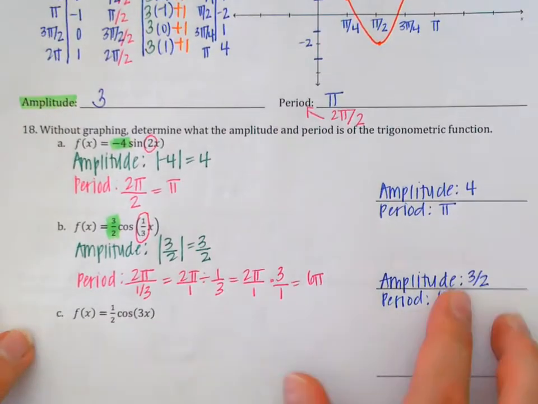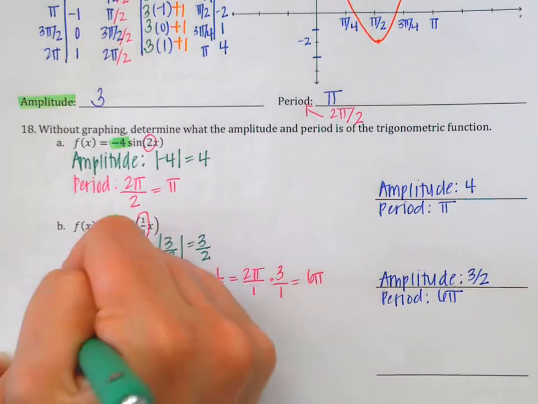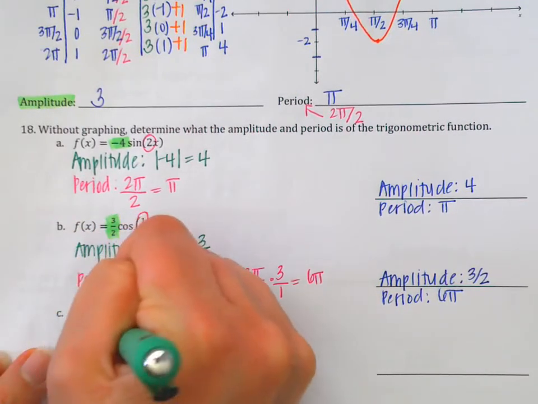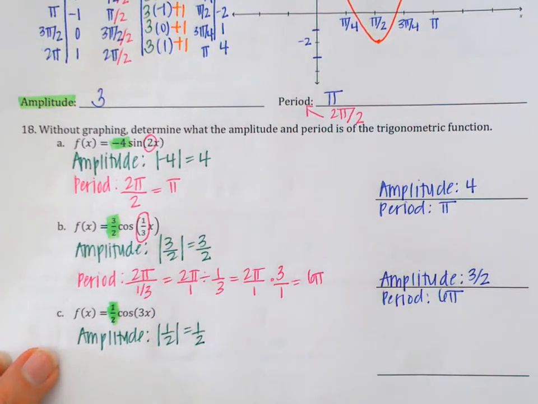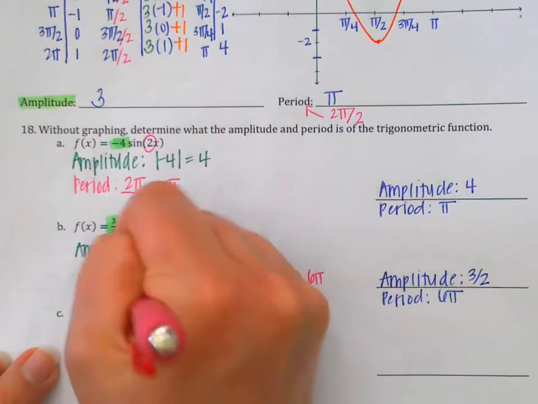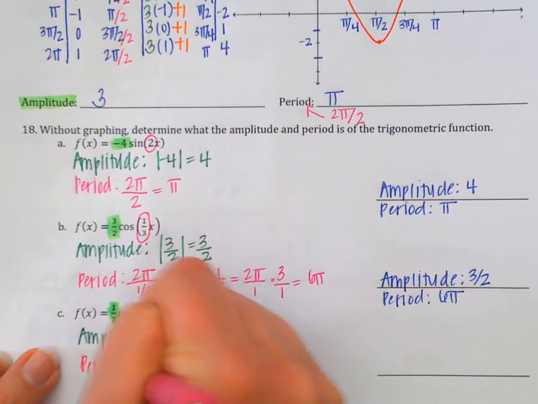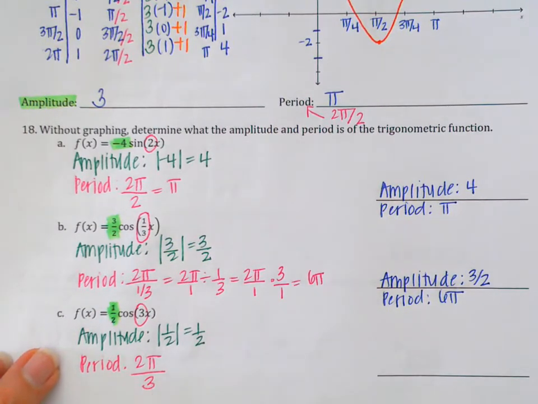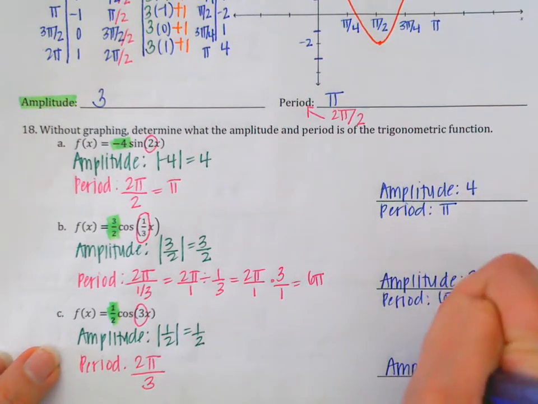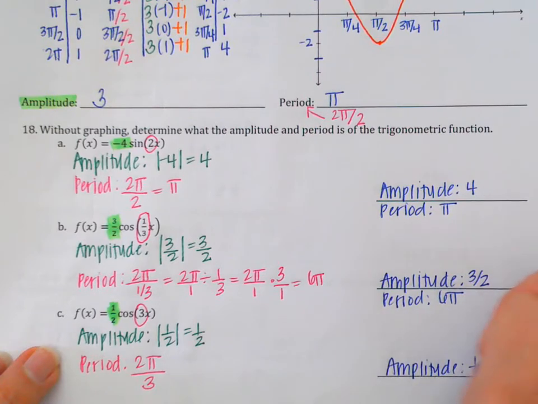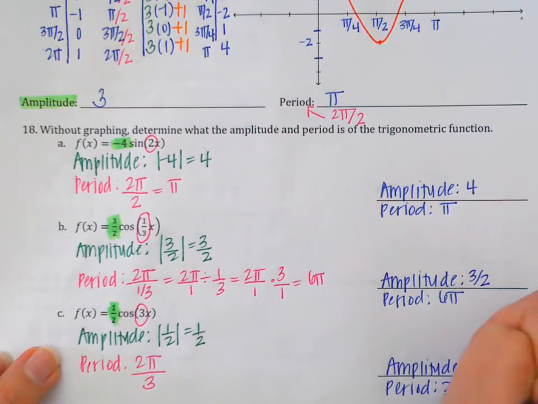Okay, last one. So the amplitude here is the absolute value of 1/2, which is just 1/2. And then the period is looking at 2 pi divided by 3. And we can't simplify that, so that's the length of the period. So the amplitude is 1/2, and the period is 2 pi over 3.